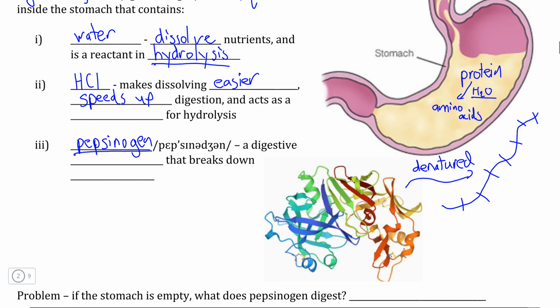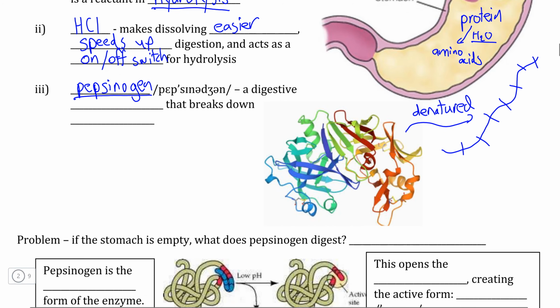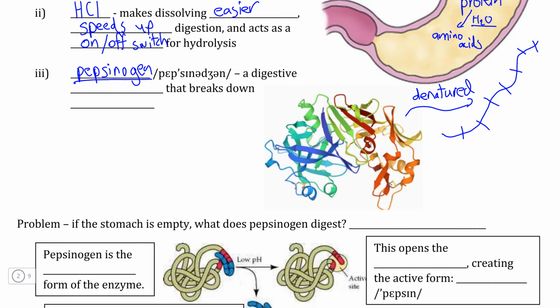Now, the other thing that HCl does is that it actually functions as a way for pepsinogen to become active or inactive by acting as effectively a chemical on-off switch for the enzyme that is responsible for digestion in the stomach. Now, the obvious question here, other than how does HCl do this, is why is this chemical on-off switch actually necessary? Well, let's talk about what pepsinogen does.